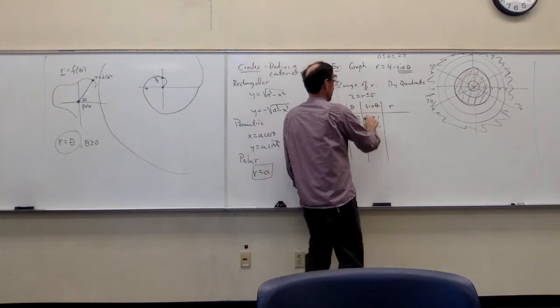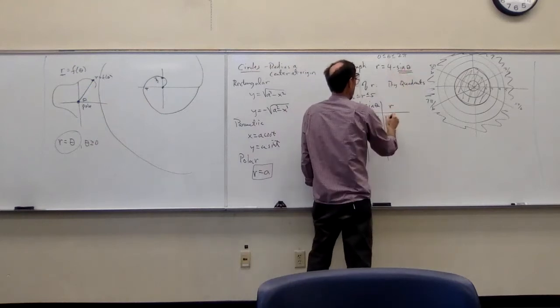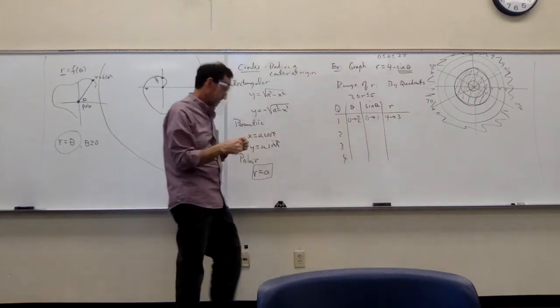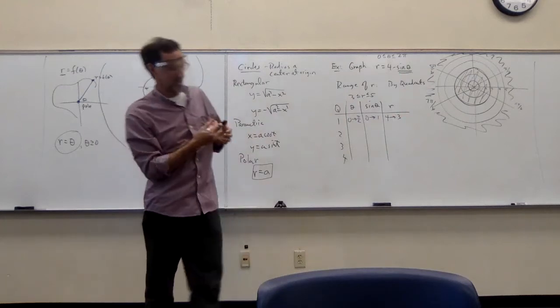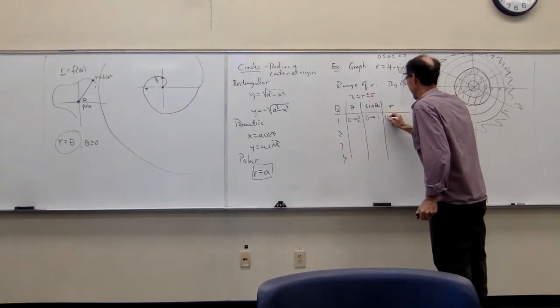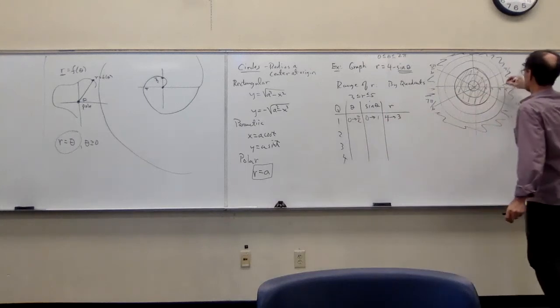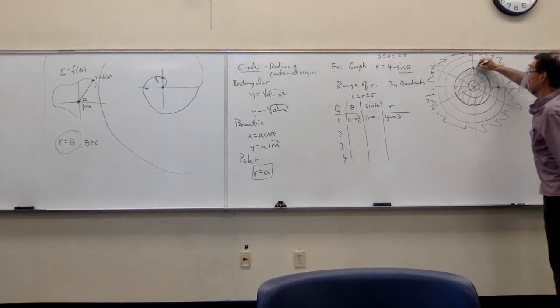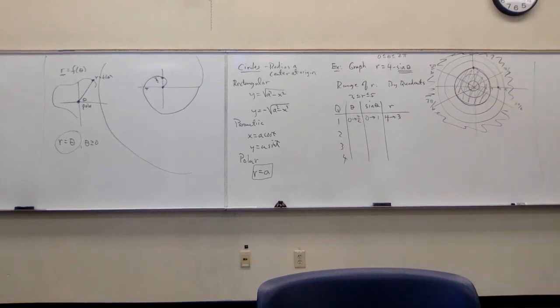So for r, sine starts out at 0, plug it in, I get 4, and then sine gets up to 1. We end up at 3. I want to color code this, so the first quadrant we're going to do in red. We start right here, 4 units away from the origin. We end up here, 3 units away from the origin. And throughout the first quadrant, the curve just slowly creeps back to 3.